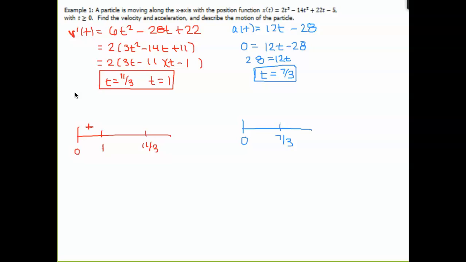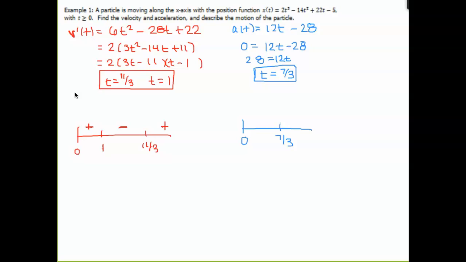Between 1 and 11/3, and 11/3 is like 3.6, you could pick the number 2. So if you plug in 2, 2 minus 1 is 1. 3 times 2 is 6. 6 minus 11 is negative. So positive, negative, positive gives a negative. And like I said, 11/3 is kind of like 3.6. So you could plug in 4, you could plug in 5, anything you want. Heck, you could plug in 10. If you plugged in 5, you'd have 15 minus 11, so that's positive. 5 minus 1, that's positive. So positive, positive, positive makes a positive.